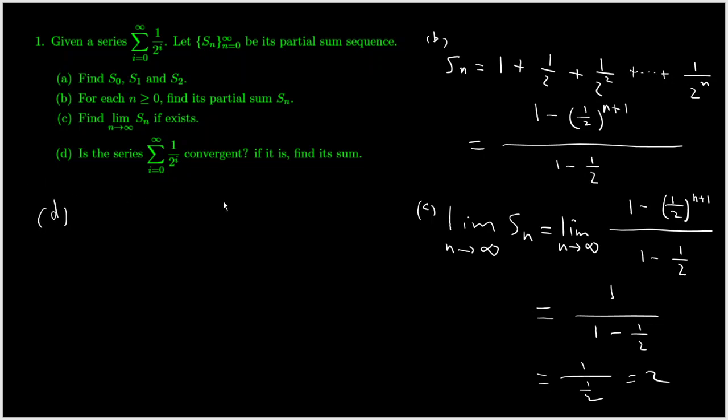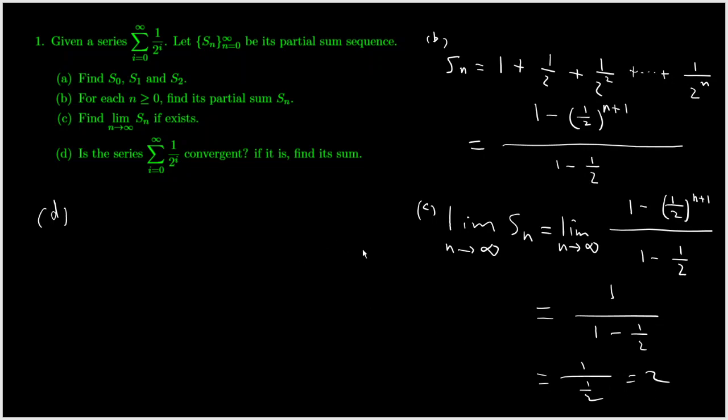Whenever the limit is a finite number, then we say the series is convergent. Whenever the limit is a finite number, like in this case, the limit is 2, then we say the series is convergent. Or we just say the series converges. The series converges to 2. It's comparable to the term we used for improper integrals.